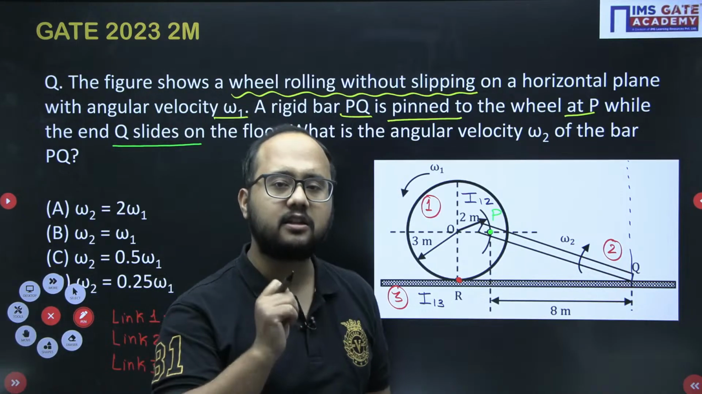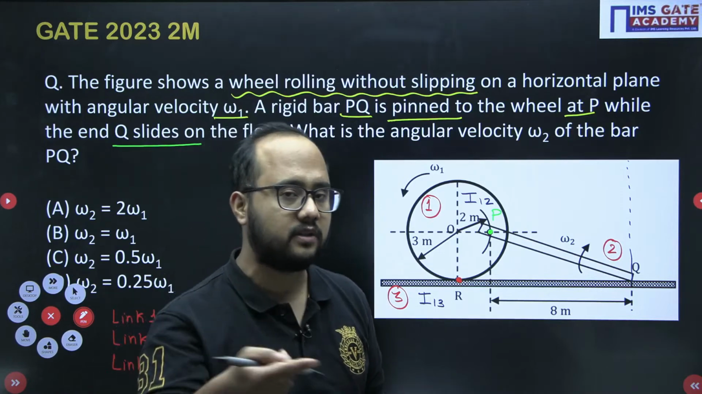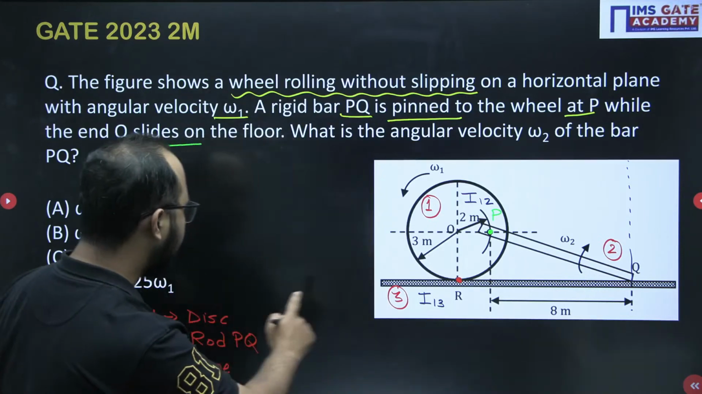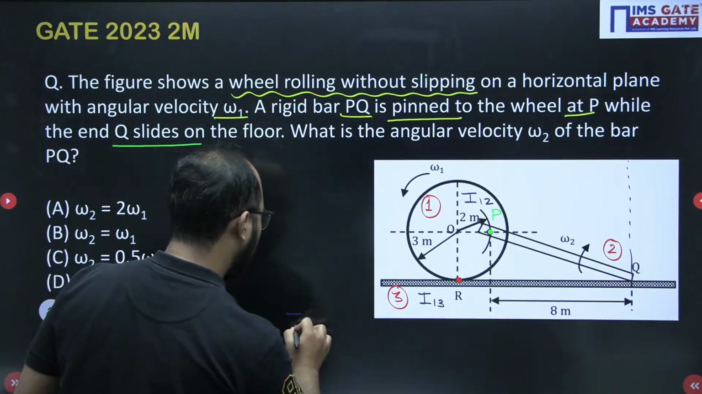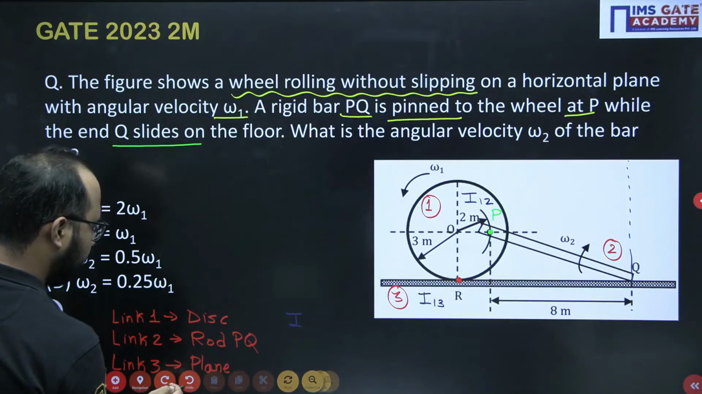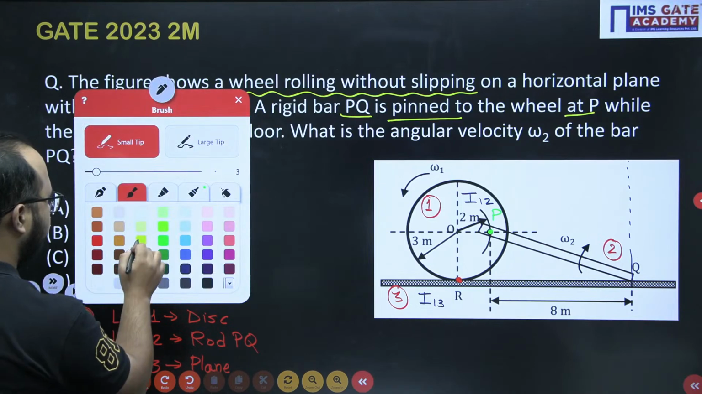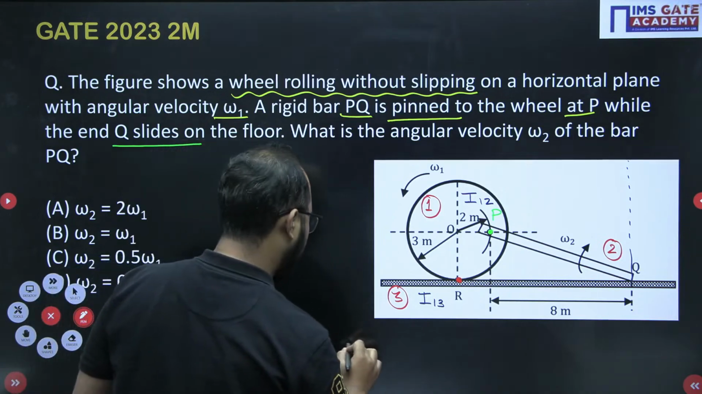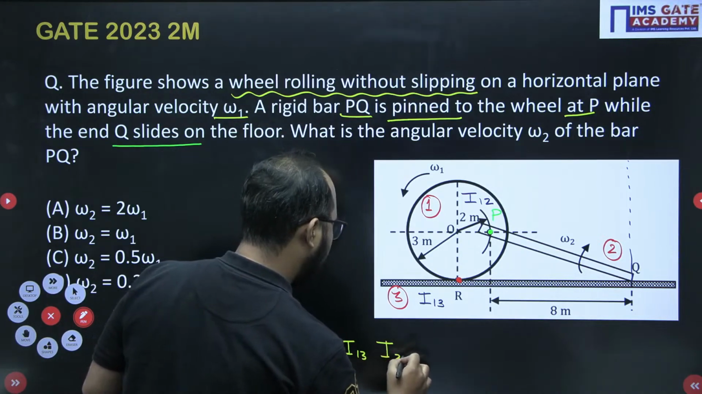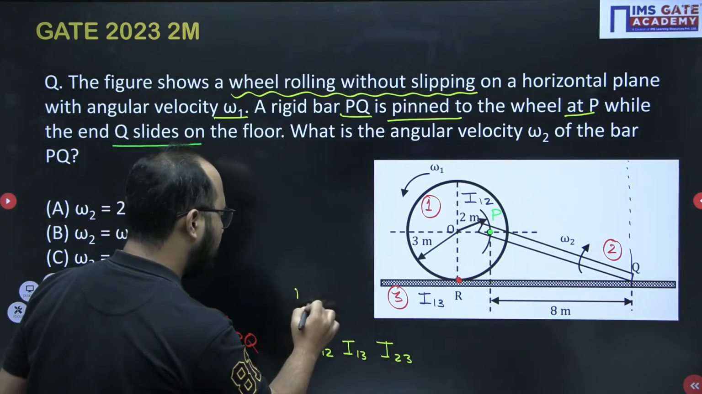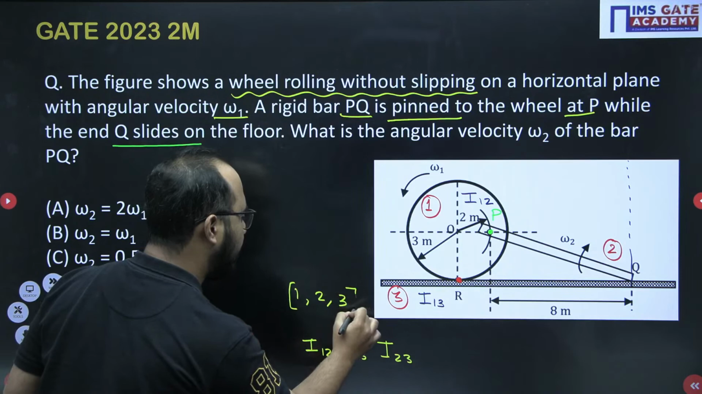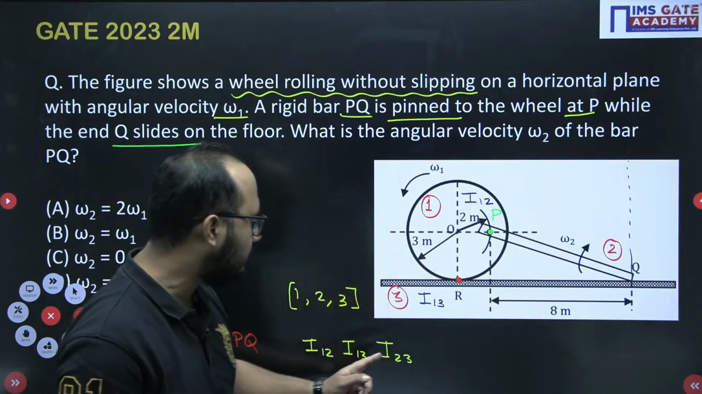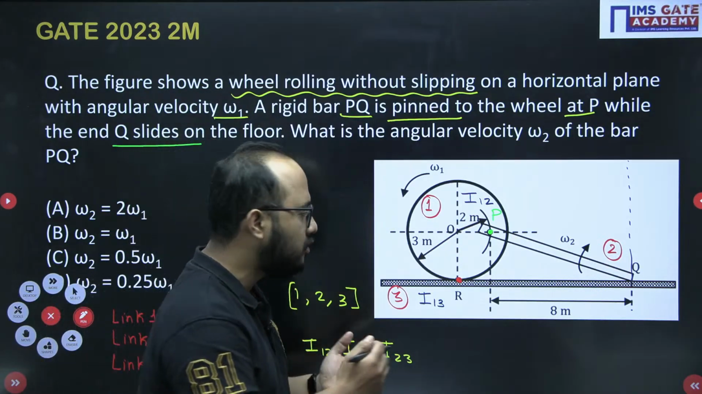Under such situations, you again need to look for Kennedy's theorem. Just now I have told you: three bodies under relative motion, their I centers will be in a straight line. Three bodies like 1, 2, 3. The I centers are I12, I13, and I23. So there are three I centers, 1-2, 1-3 and 2-3. 1-3 I have mentioned, 1-2 I have mentioned. What about 2-3? It will be on a line joining these two points.